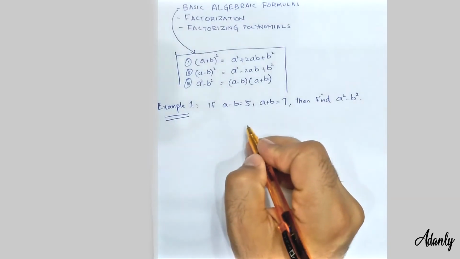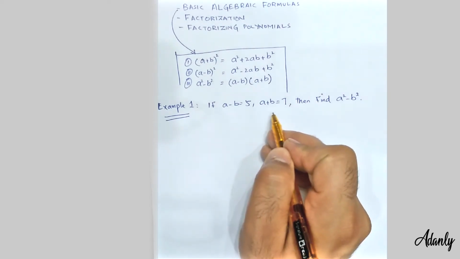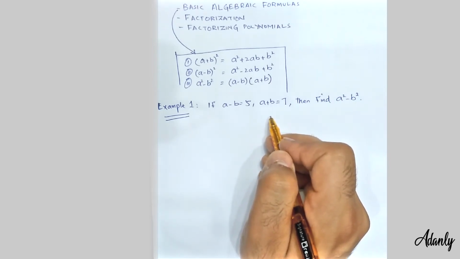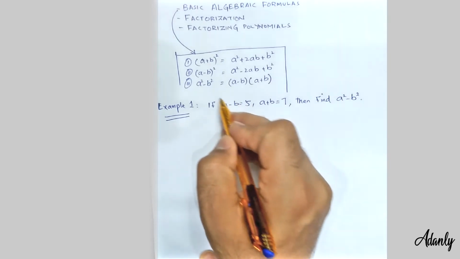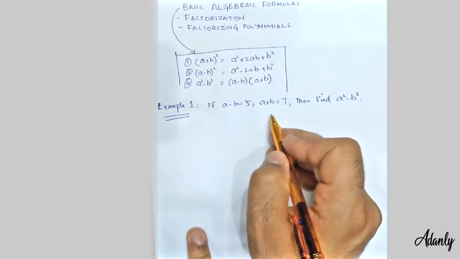We have this example. If a minus b equals 5 and a plus b equals 7, then we have to find a square minus b square. So let's get back to the formulas. The formula number 3 is applicable to this example. Let's see how it works.